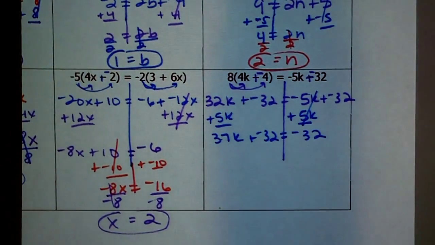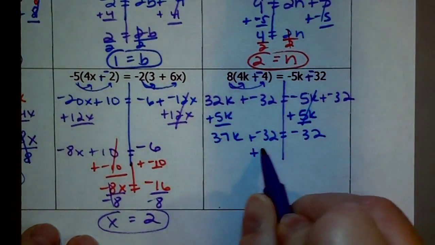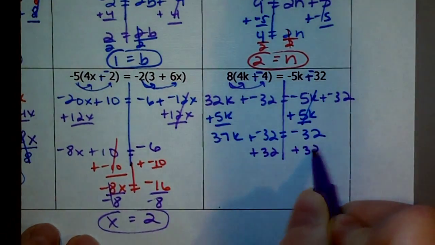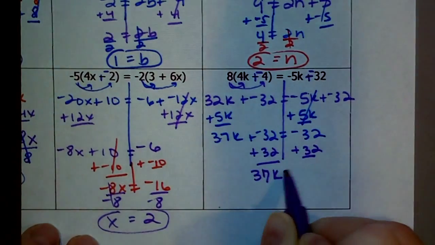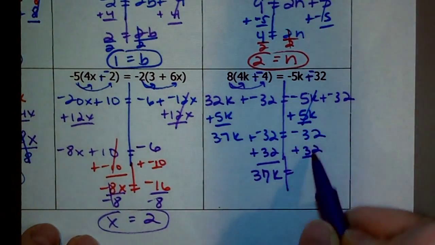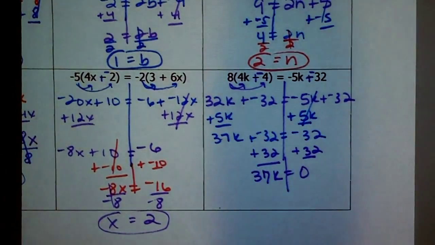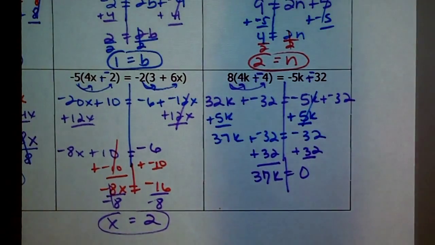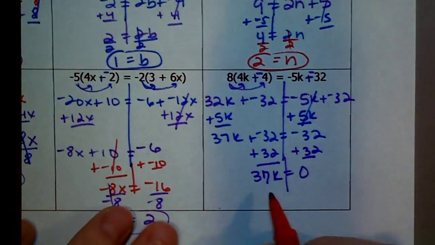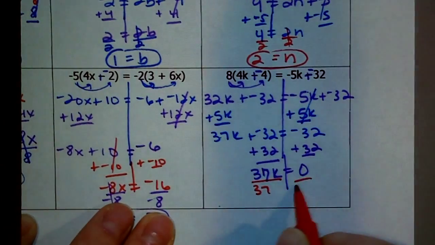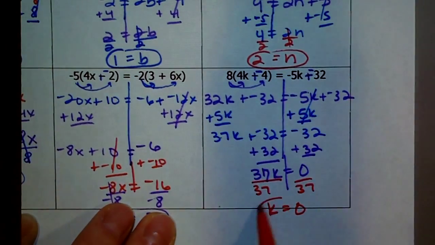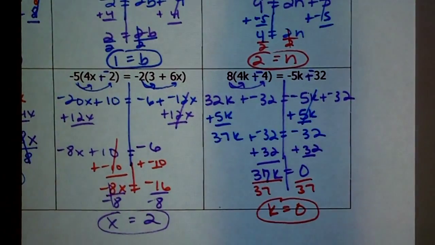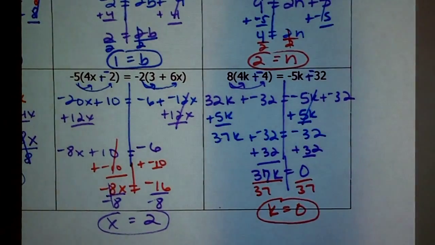Okay, this is a two-step. I'm going to add 32 to get rid of that negative 32 that's being added. And 37k, it's a weird looking 7, sorry, equals negative 32 plus positive 32 is 0. It's allowed to equal 0. Zeros are allowed. Don't freak out. I'm going to divide each side by 37. And yeah, 0 divided by 37 is 0. Voila. You're all done. I'll see you tomorrow.